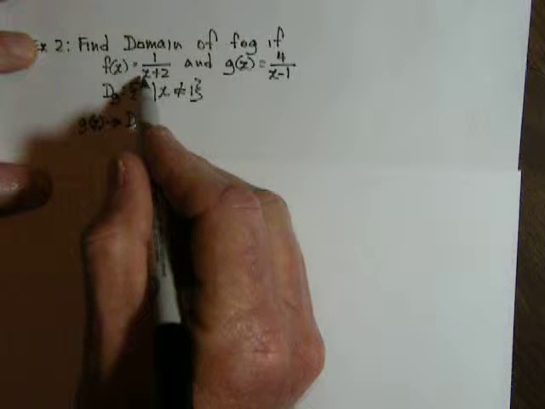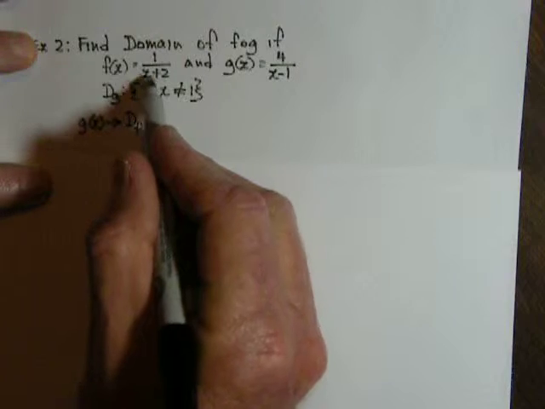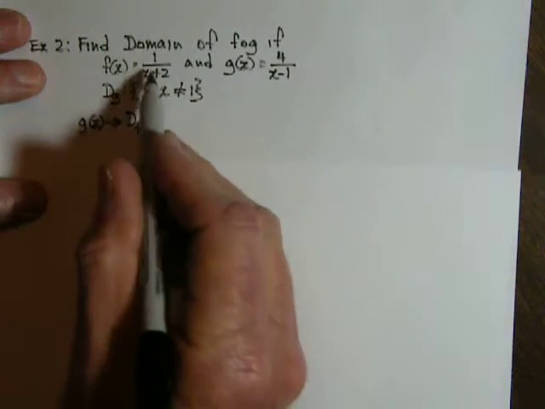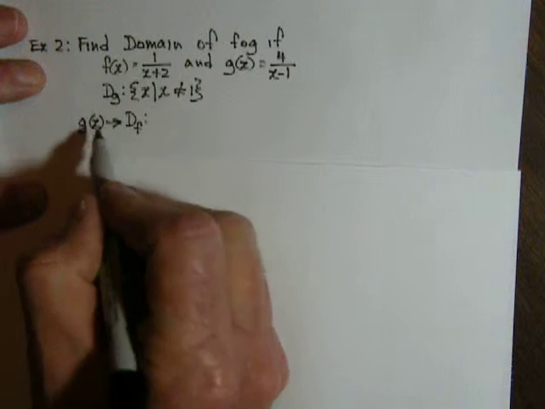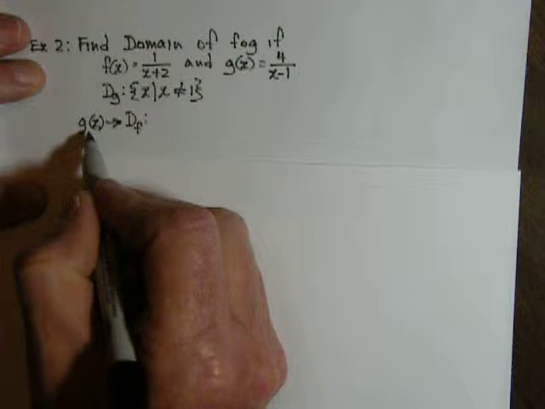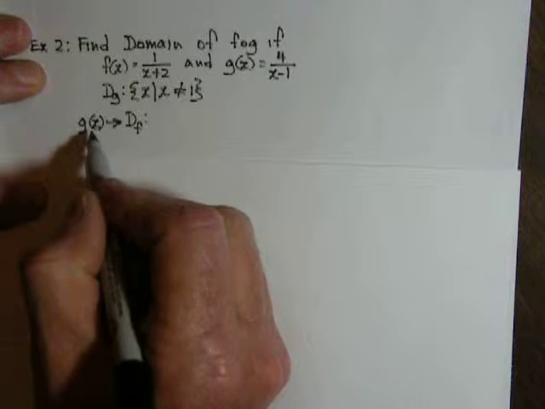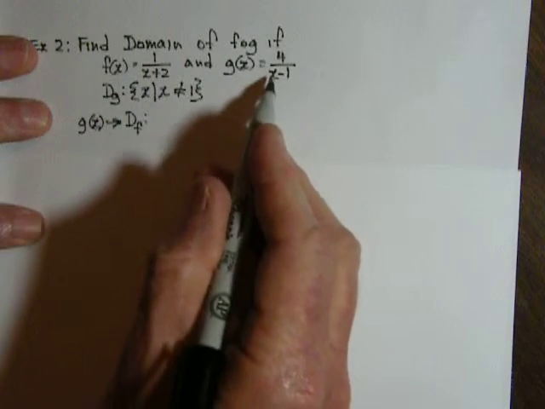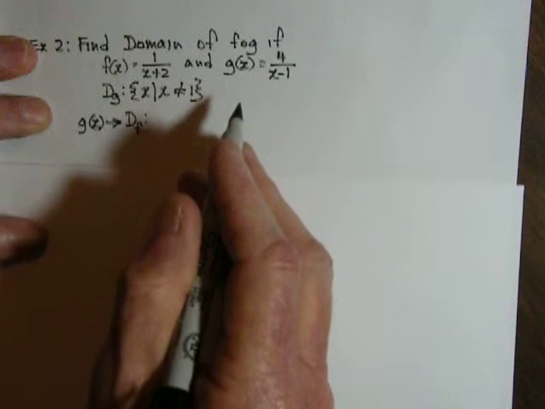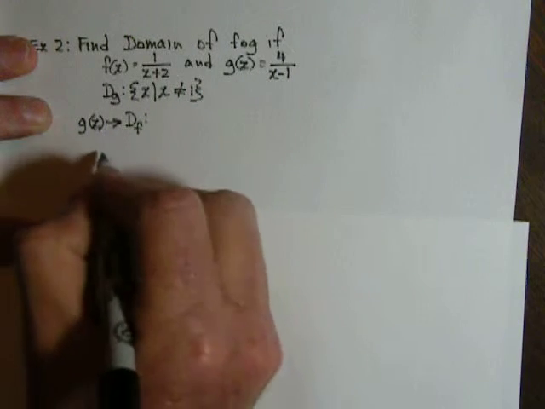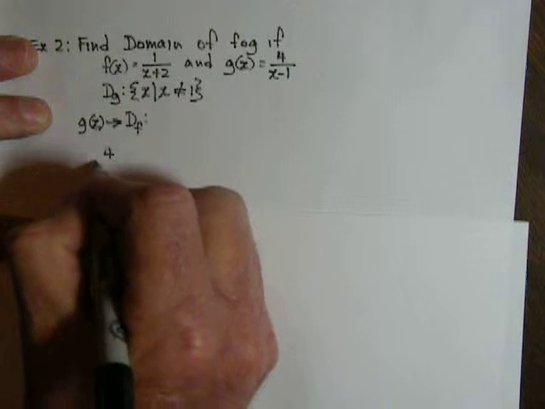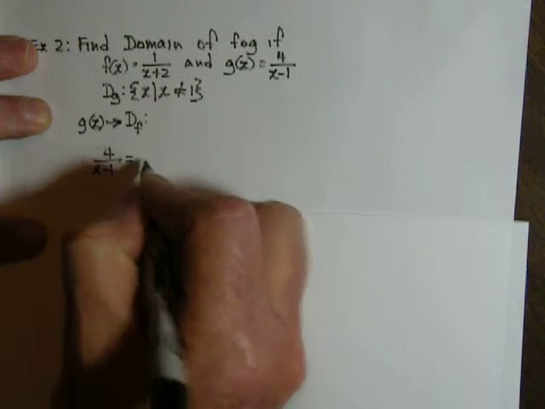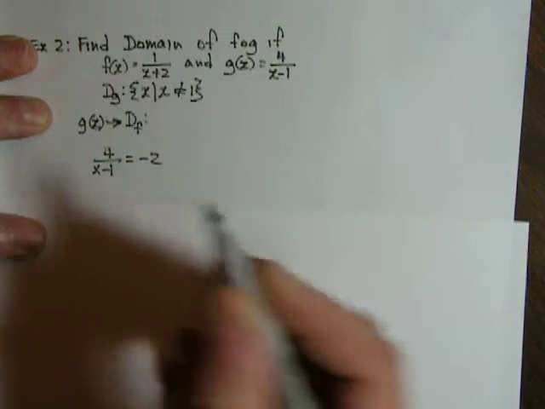Why? Well, because negative 2 here would make this denominator 0. But it's not x. The number going into f is g of x. So what I'm saying is g of x cannot equal negative 2. In order to find out what value would make that negative 2, what I've got to do is set g of x, 4 over x minus 1, equal to negative 2, and solve.